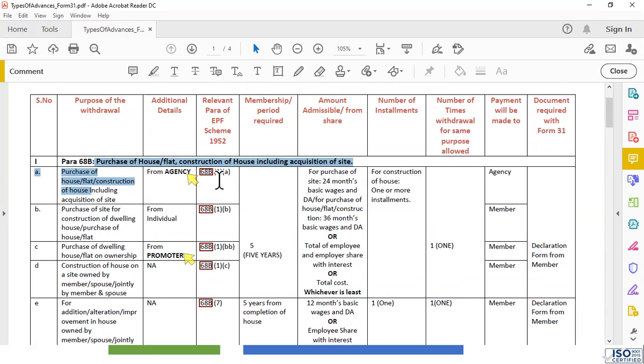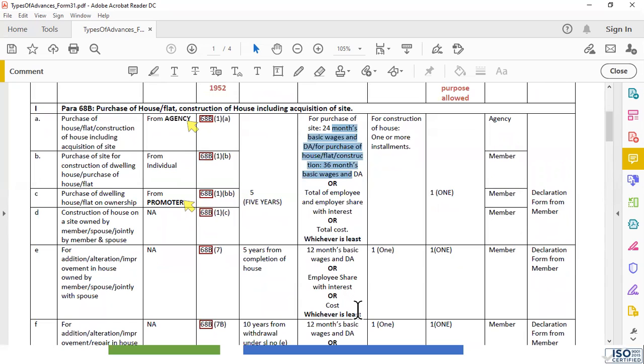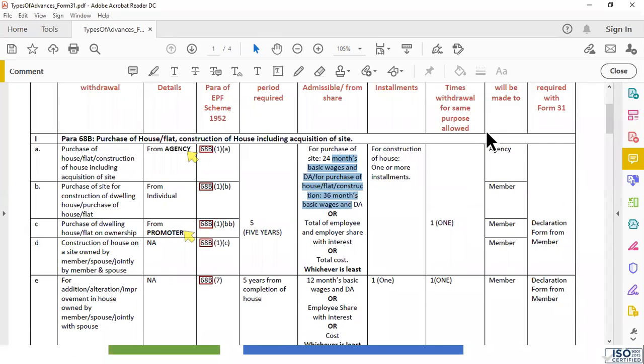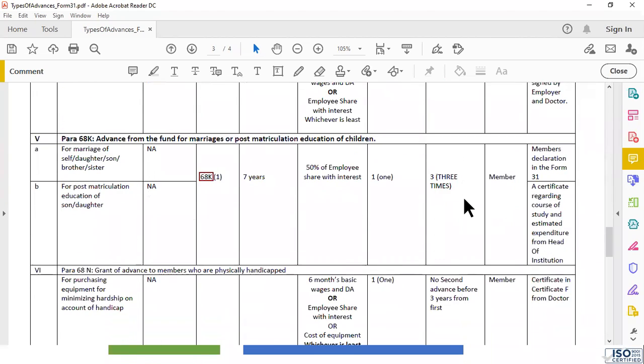What is the amount which will be paid? 24 months or the total cost, whichever is less. Similarly, for renovation of your house, you can take 12 months of basic or employee share with interest or the cost, whichever is less. And how many times you can take is also mentioned there. For house, you can take only one. Let's see other cases.